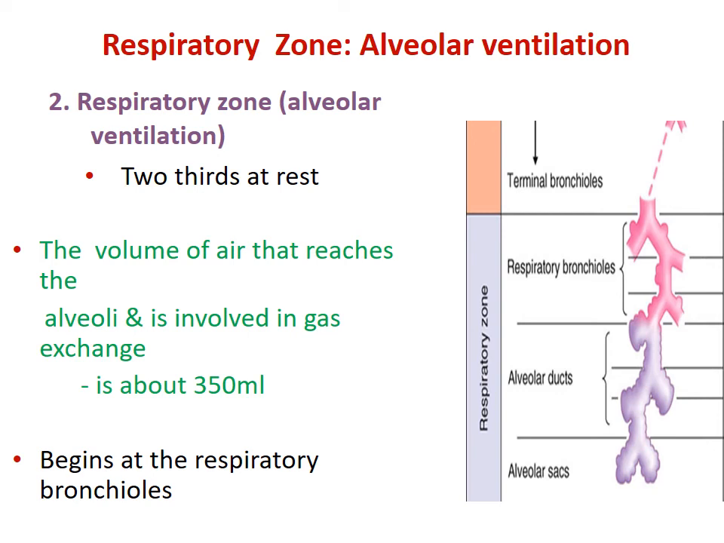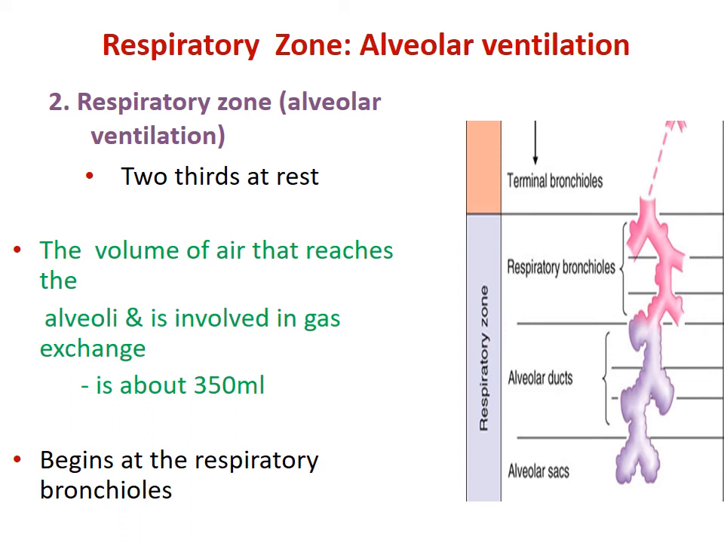You can see that the volume of air that reaches the alveoli and is involved in the gaseous exchange is approximately 350 ml. That means 500 ml is the tidal volume. If you subtract 150 ml, which is the dead space air, you get this 350 ml, which is the actual exchange taking place within the alveoli.